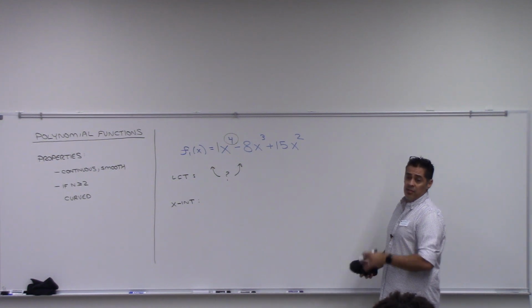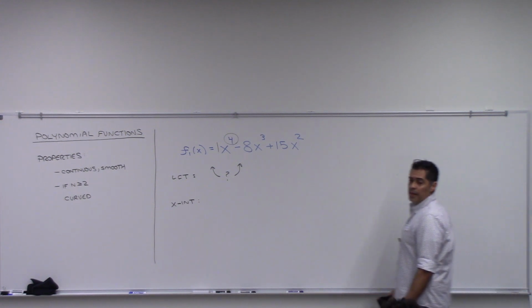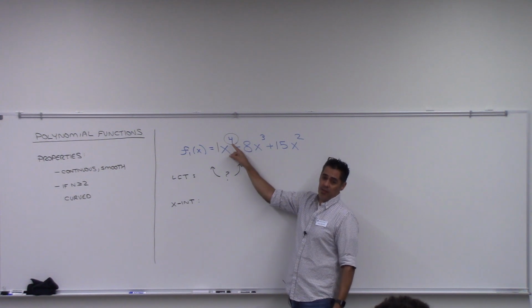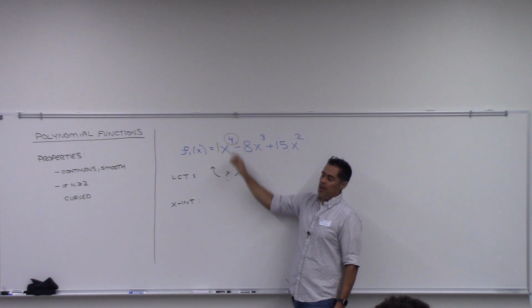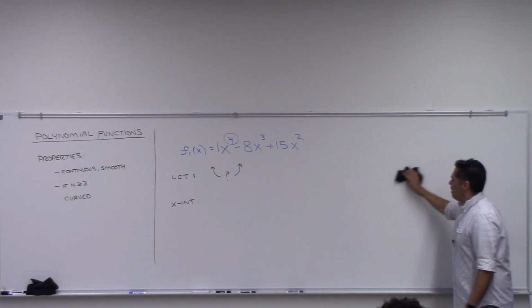How do you find x-intercepts? Yes? Does the amount of x-intercepts correlate to the degree, to the greatest power? Yes, but that doesn't tell you how many you have. This tells you the most that you can have. So you could have 4, 3, 2, 1, or none. Okay, but don't worry about that. That's not a concern of ours.